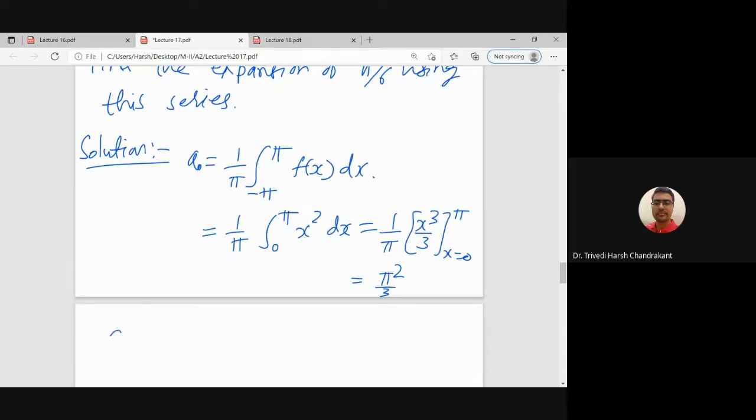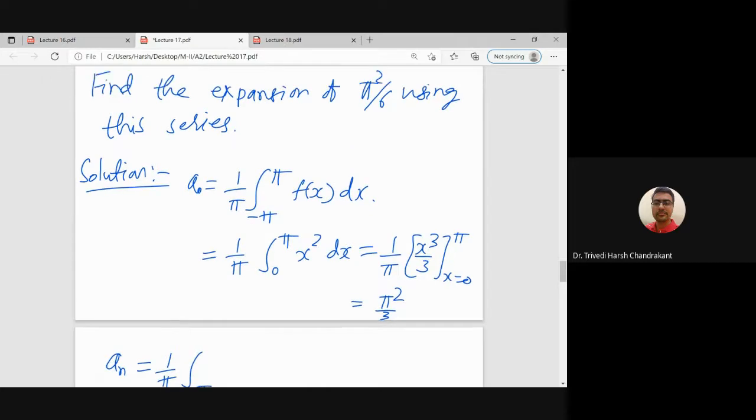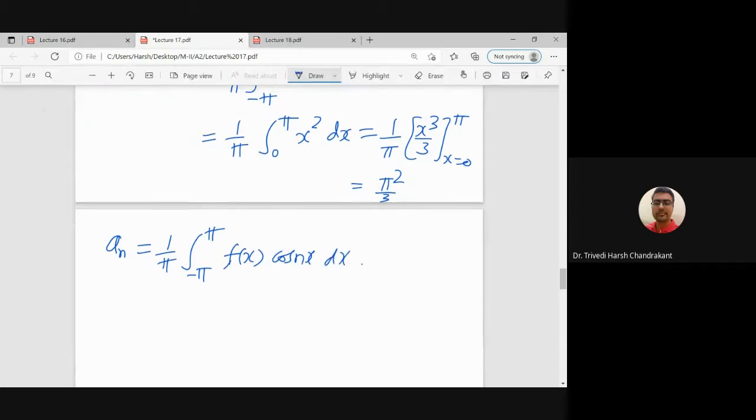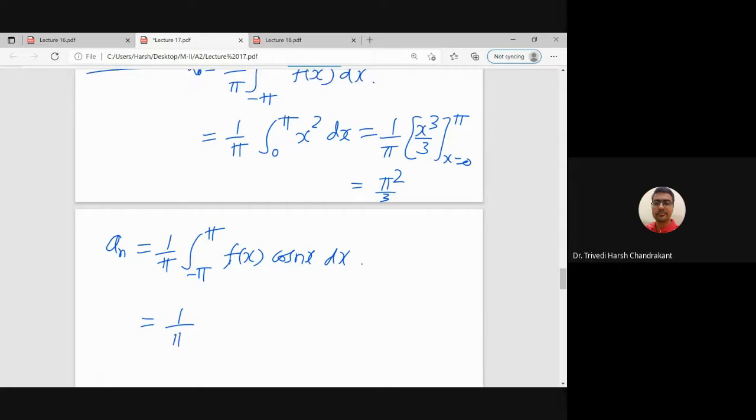Similarly, an will be 1 divided by pi, integral from minus pi to pi of f(x) cosine nx dx. Again here also, the interval over which the value of the function is 0 doesn't matter. So that means we shall integrate over the interval 0 to pi.